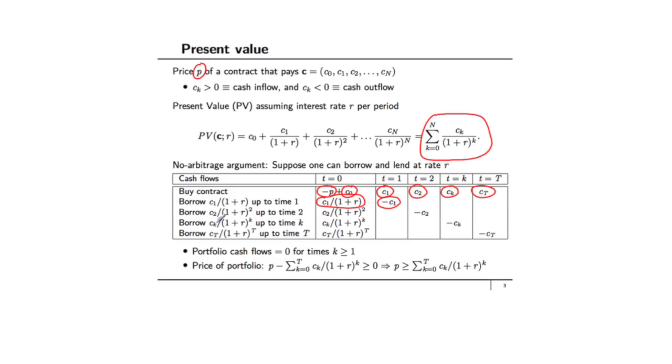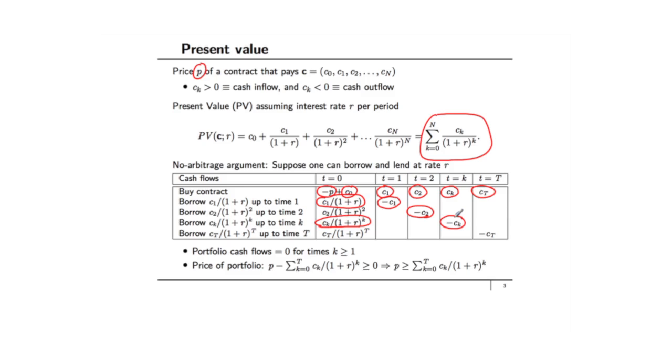Similarly, I'm going to borrow C2 divided by 1 plus R squared up to time 2. I will get C2 divided by 1 plus R squared into my pocket at time t equal to 0, and I have to pay out an amount C2 at time t equal to 2. Generically, for a general time k, I'm going to borrow Ck divided by 1 plus R to the power k. I receive that amount at time t equal to 0, and then I have to pay out minus Ck at time t equal to k.